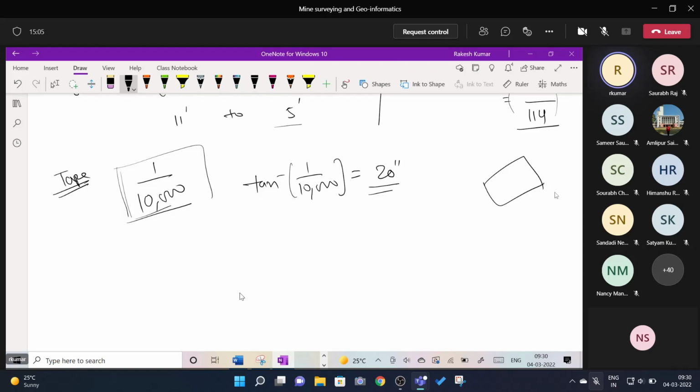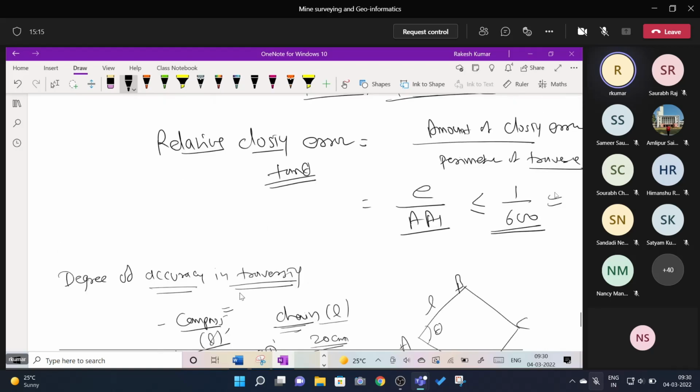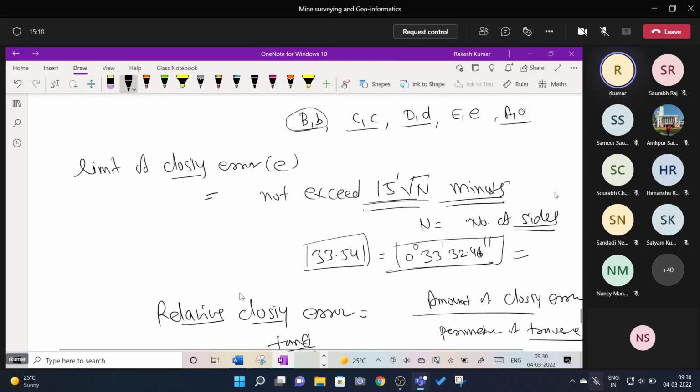So as we discussed in the last class, there is some definition for compass survey. The maximum error of the closure: limit of closing error in the compass should not exceed 15 minute under root n, where n is the number of sides. Now suppose your traverse has n equal to 5. So just calculate this figure, 15 minute under root 5. What will be?